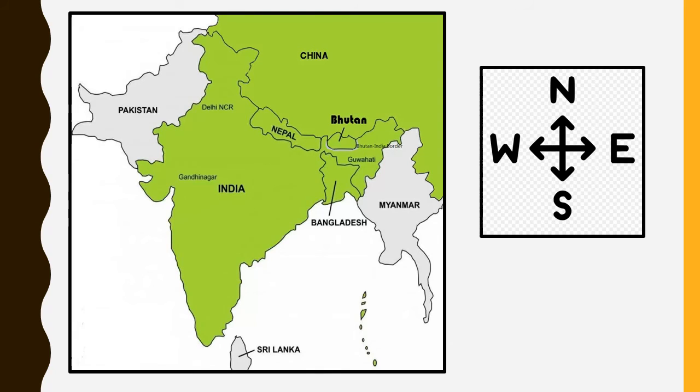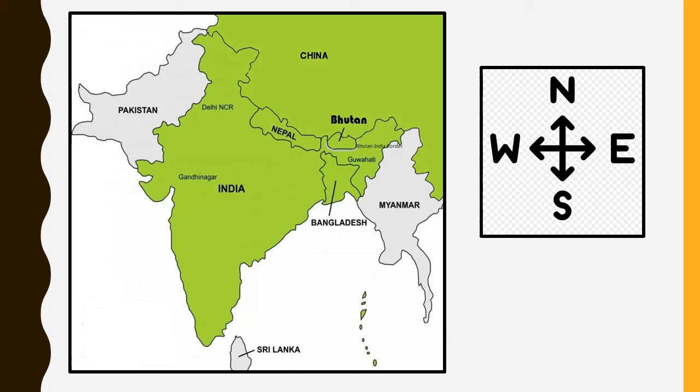Children, you can all see the directions over here: north, east, south, west. The midway between north and east is known as northeast. Midway means beech ka rasta. The midway between south and east is southeast. The midway between south and west is southwest. The midway between west and north is northwest.